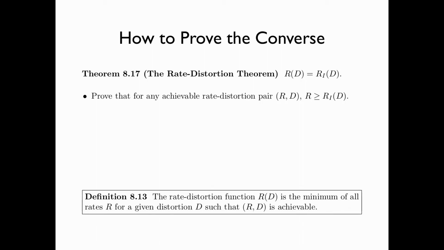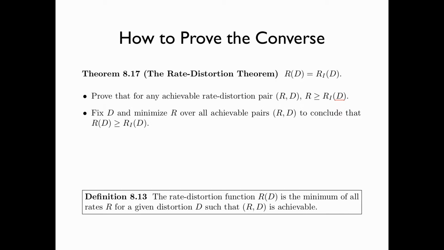Recall from definition 8.13 that the Rate-Distortion function R(D) is the minimum of all rates R for a given distortion D such that (R, D) is achievable. Then we fix D and minimize R over all achievable pairs (R, D) to conclude that R(D) is greater than or equal to R_I(D).